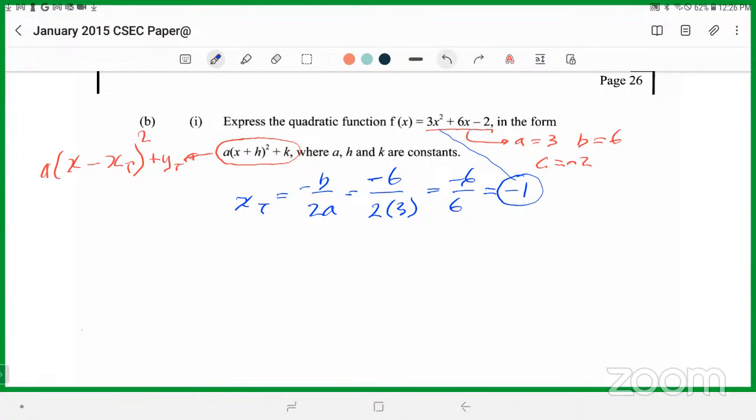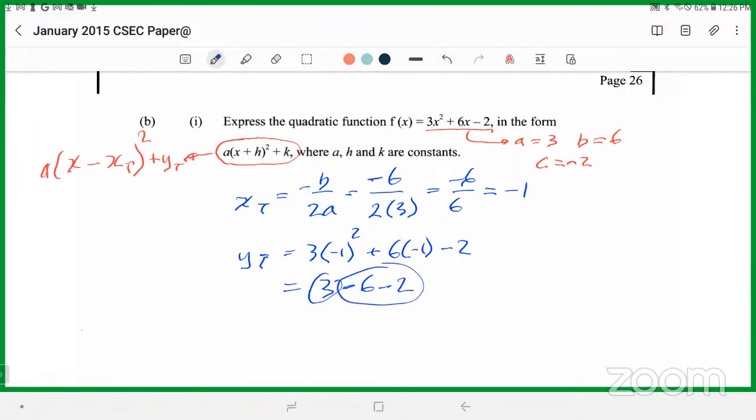All right, I'm going to do it both ways. So let's do it that way now. I want to say YT will be equal to 3 times minus 1 squared plus 6 times minus 1 minus 2. That's if I use the method of plugging it back into the function to find YT. That's another way to find YT. If we work this out, this is a positive 1, and multiplied by 3, you get 3. This becomes a negative 6. This becomes negative 2 still. So it's like 3 minus 8. 3 minus 8 is negative 5. This becomes negative 5.